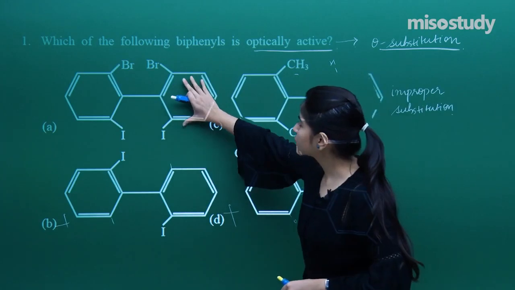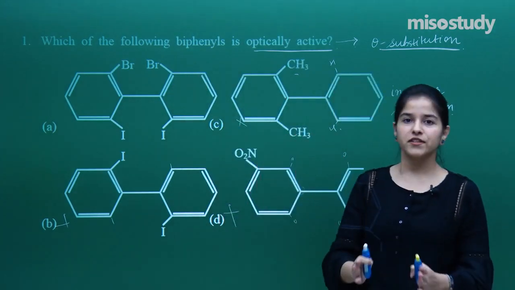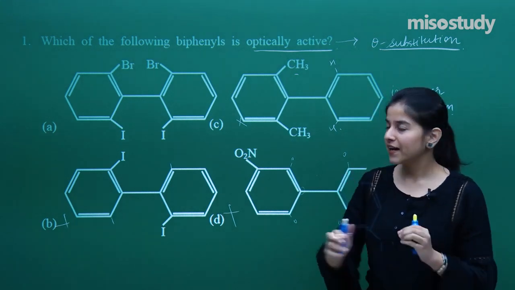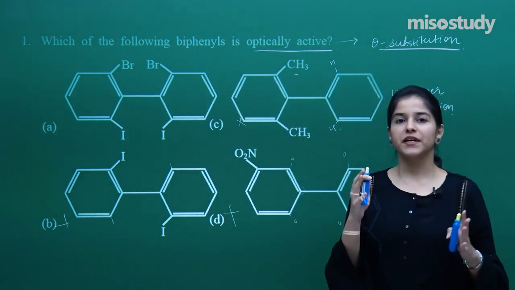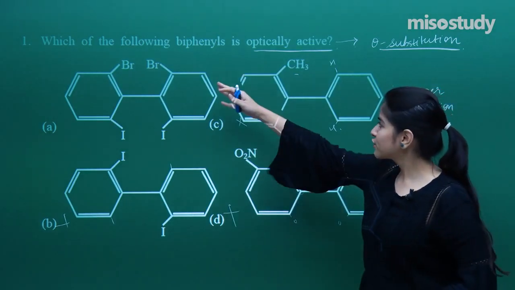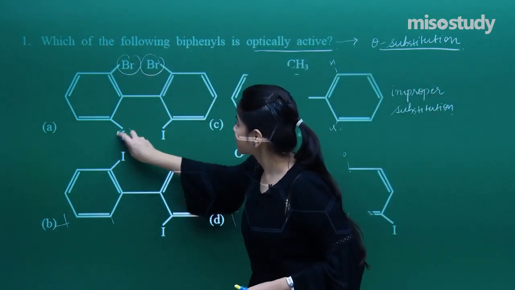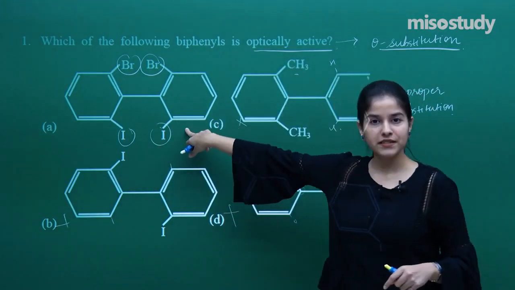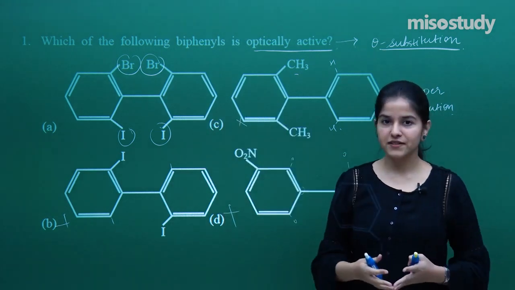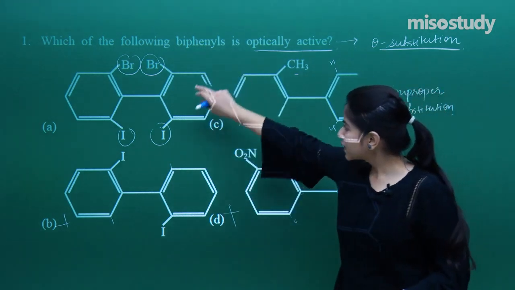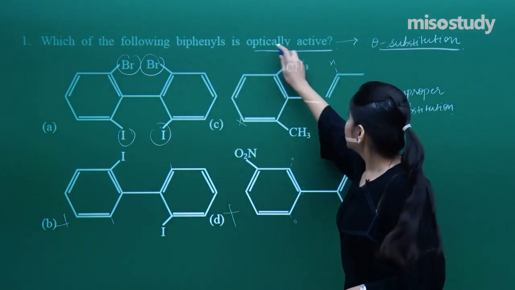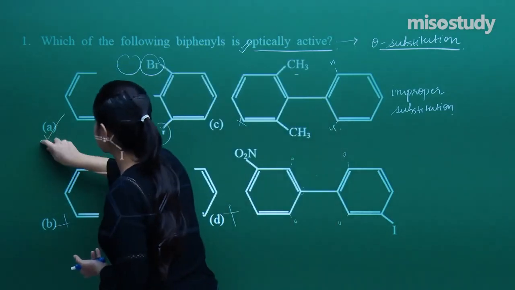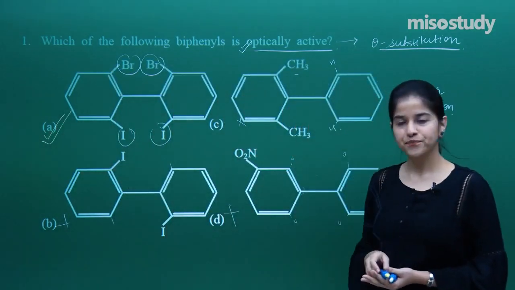What about option A? It's very well visible. Merely by looking at the options, I can get the idea of which compound will be optically active or not. You just need to look at the ortho substitutions. I can very well see the ortho substitutions, and that too by very bulky groups, right? Iodine is bigger in size, bromine is bigger in size. So it will definitely give optical activity, clear? So the right option is A, clear?